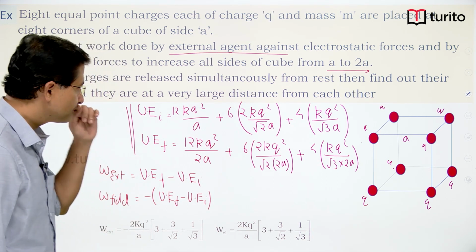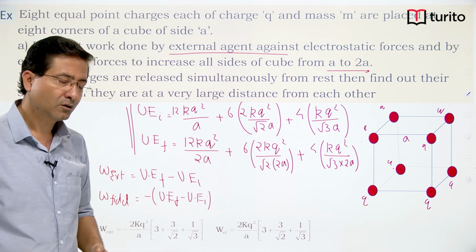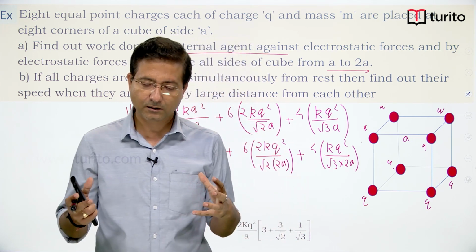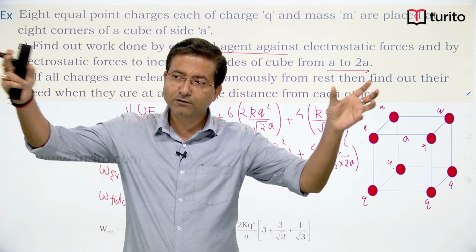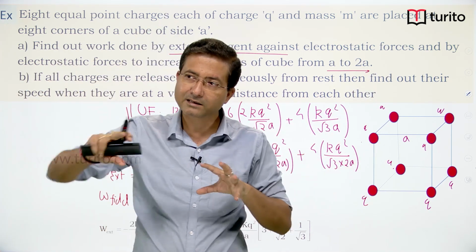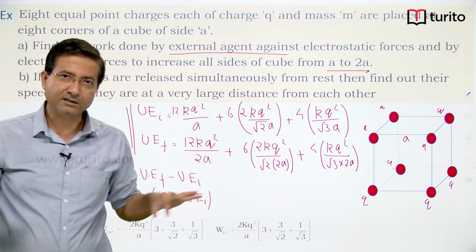Now comes second part. See second part. If all charges are released simultaneously from rest, then find out their speed when they are at very large distance from each other. So, if I was holding all these charged particles, now if I release, they will fly apart, right, they will move. So, as they move away from each other, their energy increases, right.